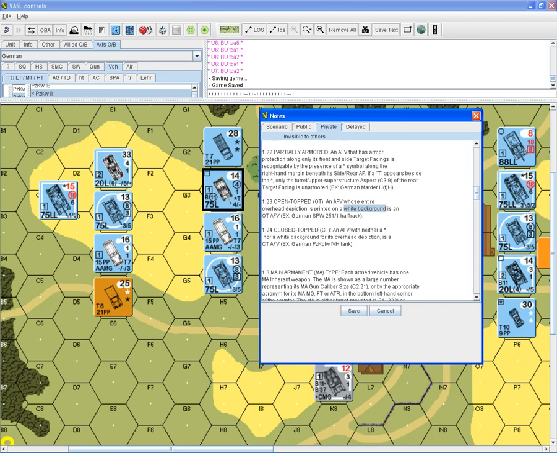And of course, most commonly, we have the final classification called closed top. A closed top vehicle does not have either a star or a white background. So if it does not have a star and it's not depicted with a white background along its right hand edge, then you know it's a closed top vehicle.